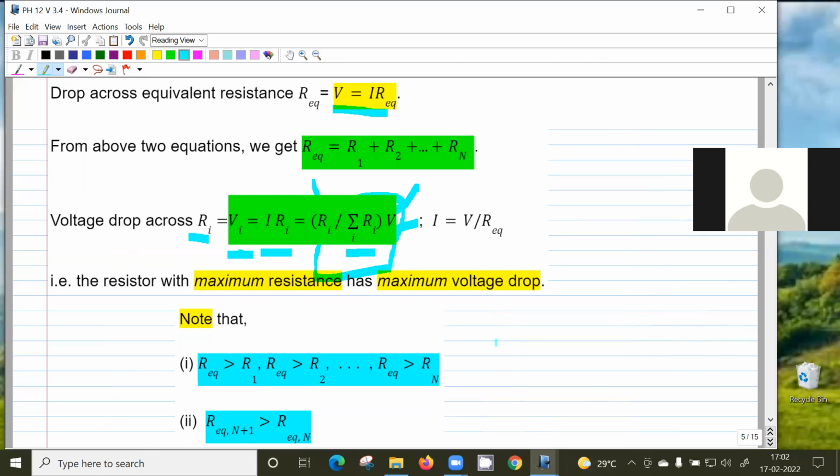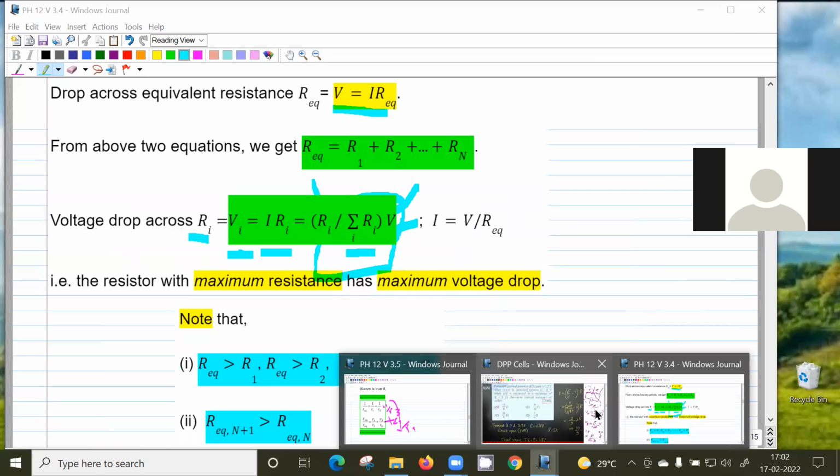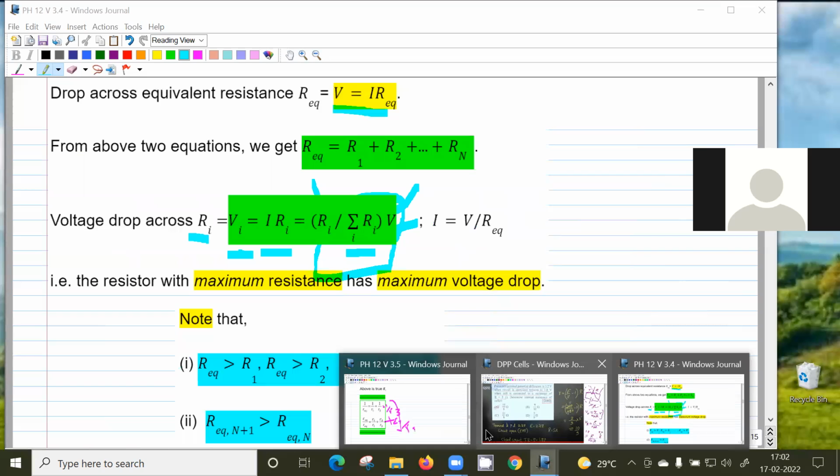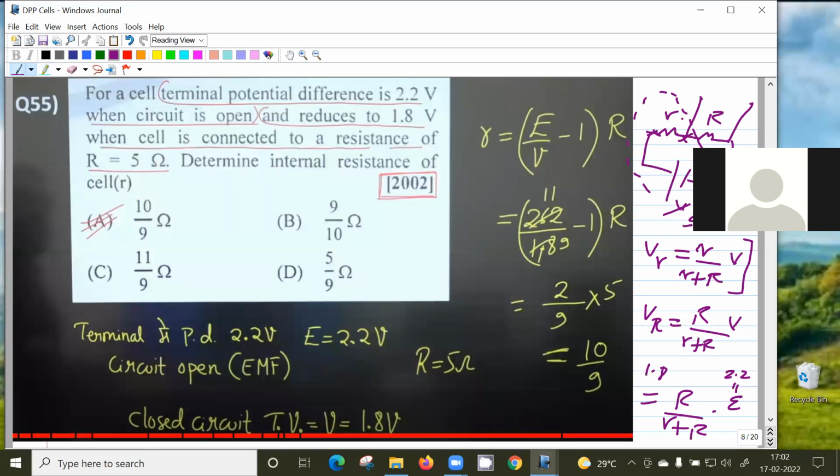So in the case of two resistors, small r and capital R, the drop across small r is that resistance divided by the total resistance, times the total voltage. This is a constant for both r and capital R. So the voltage is proportional to the resistance value. Whichever has the more resistance, the drop across that resistance will be more.